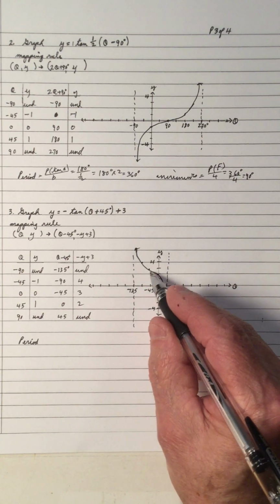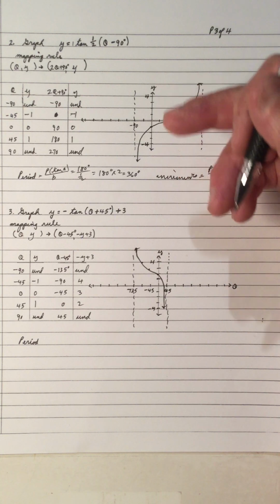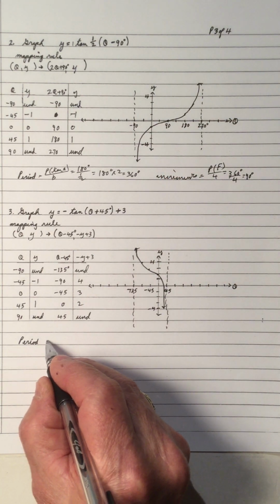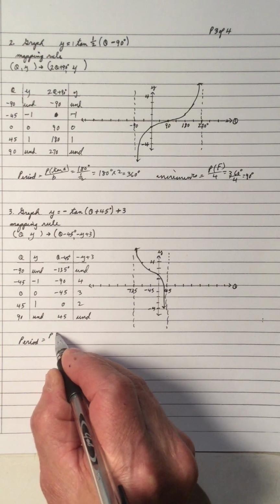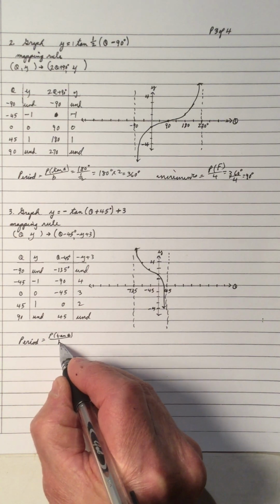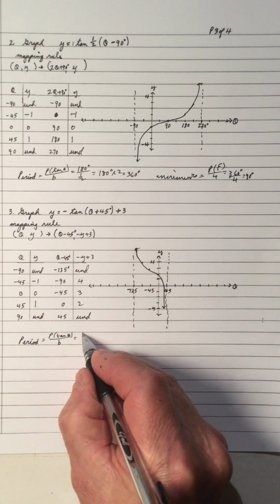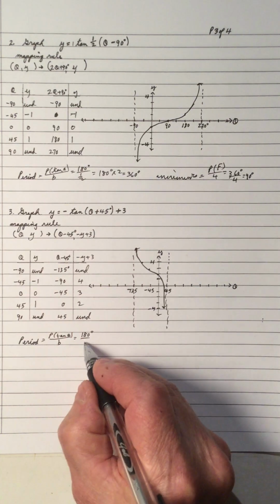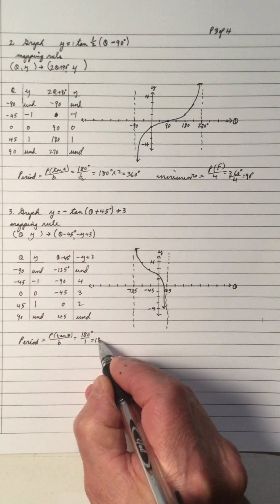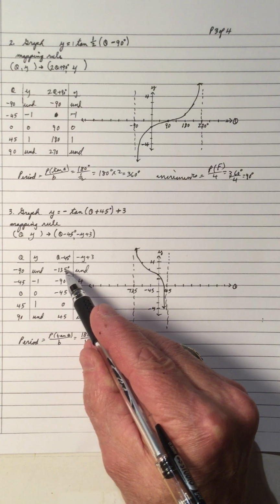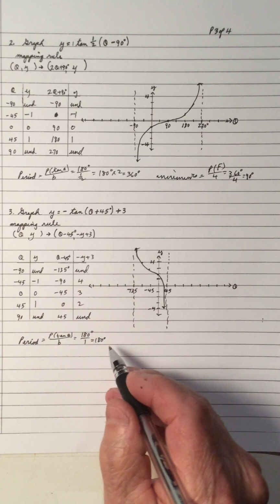And you can see that it's reflected in the x-axis, just flipped over this way. And the period is the period of tan theta divided by b, and the period of tan theta is 180, and b is 1. So the period is 180. So just check. From negative 135 up to 45 is 180 degrees.